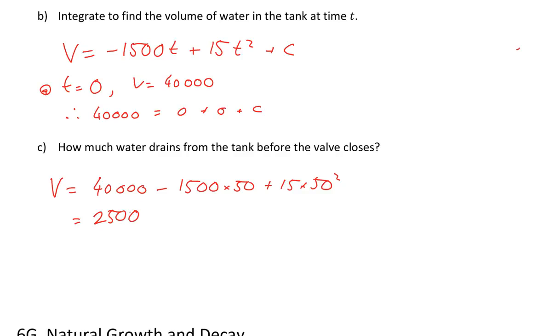How much water has drained from the tank? Well, we started with 40,000, and I'm left with 2,500. So that means that 37,500 litres have drained.